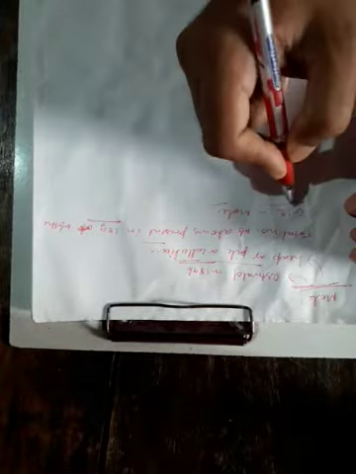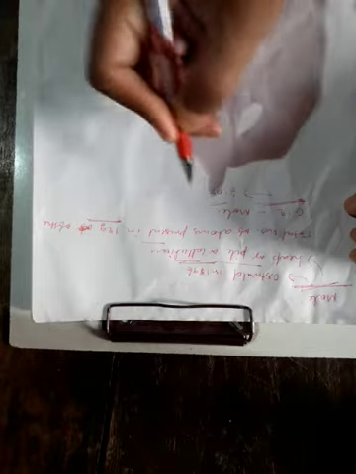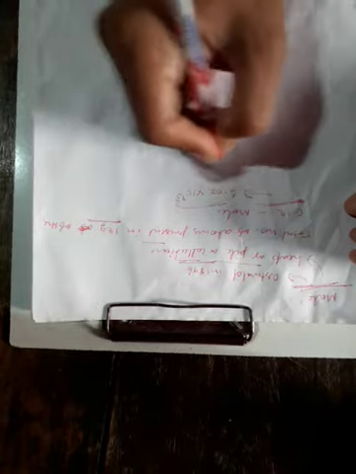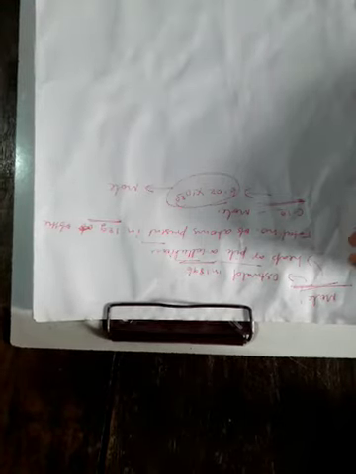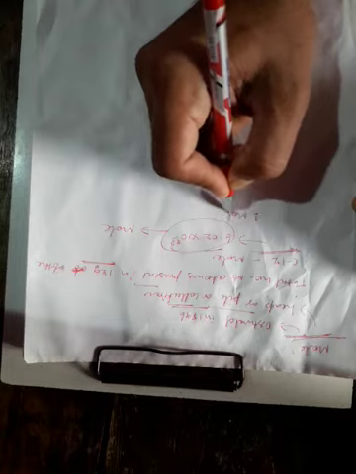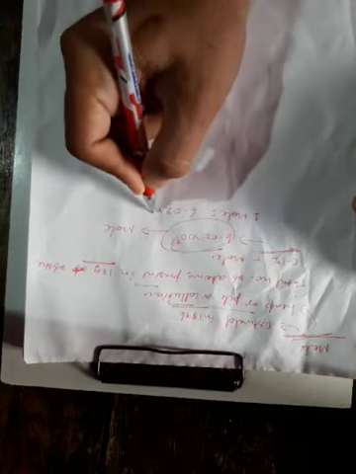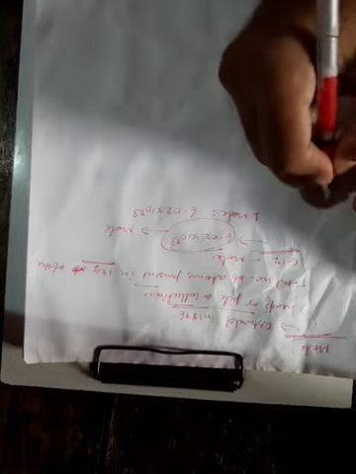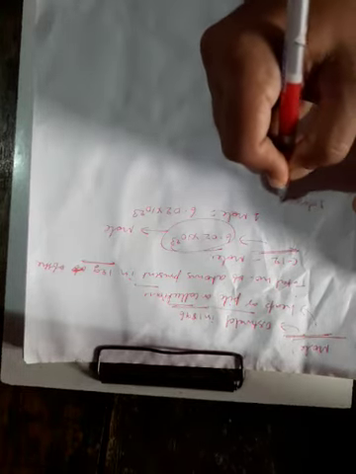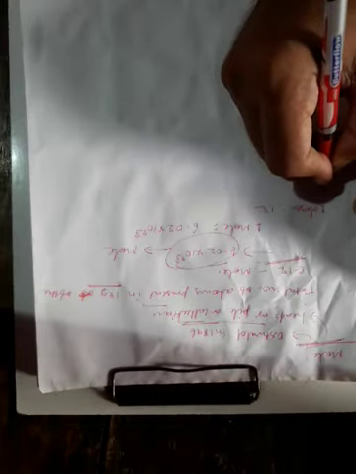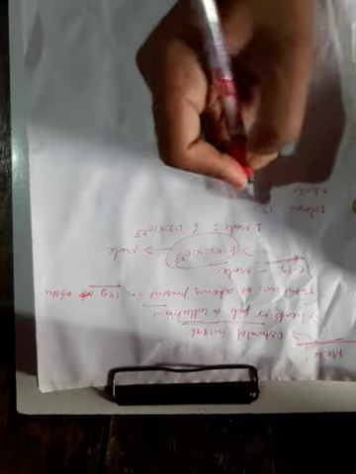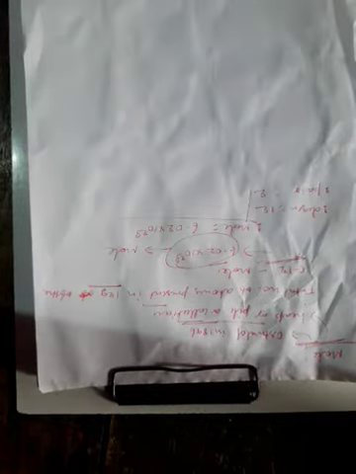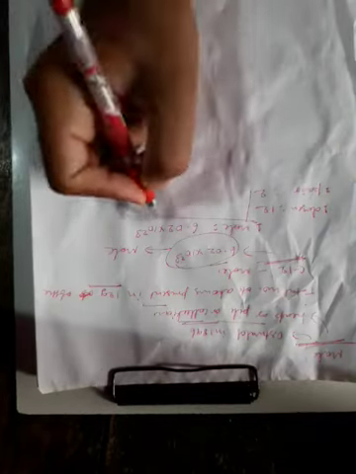It has been observed that the total number of atoms present in 12 gram of the carbon 12 isotope is 6.02 × 10²³. So this number is known as the mole. In other words, we can say 1 mole is equal to 6.02 × 10²³. Just like one dozen is equal to 12, one pair is equal to 2, similarly, 1 mole is equal to 6.02 × 10²³. So it is the number.